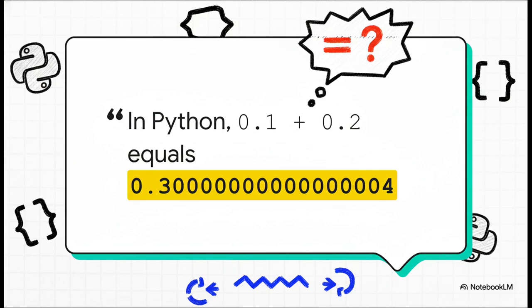In your head, what's 0.1 plus 0.2? It's 0.3, right? Of course it is. But in Python, and pretty much every other programming language, it's not. You get this crazy long number that's just ever so slightly off. So what on earth is happening here?